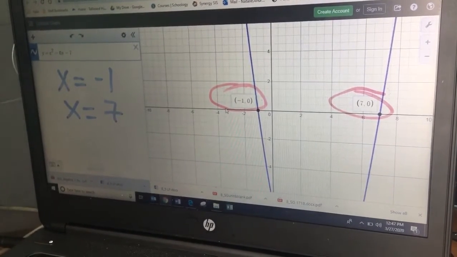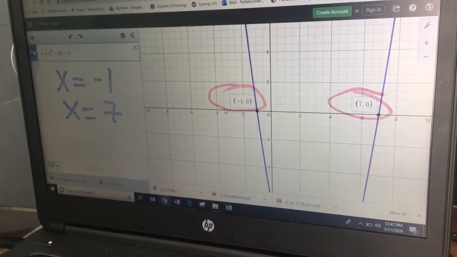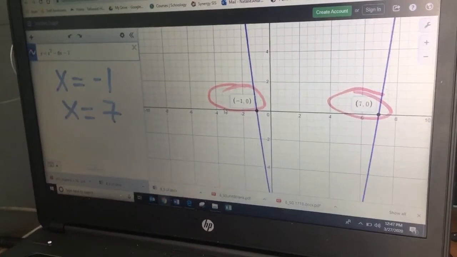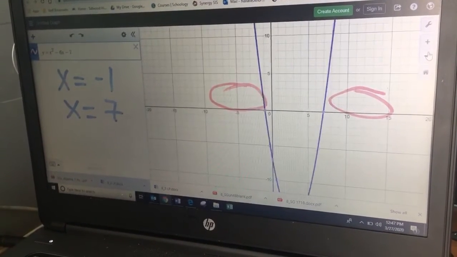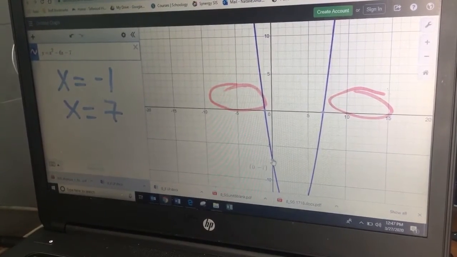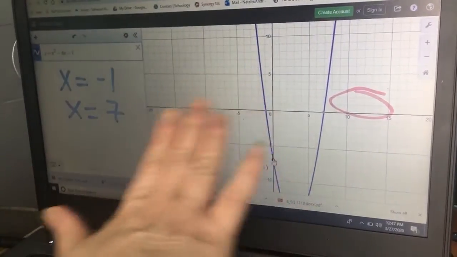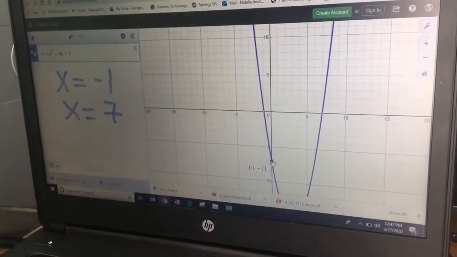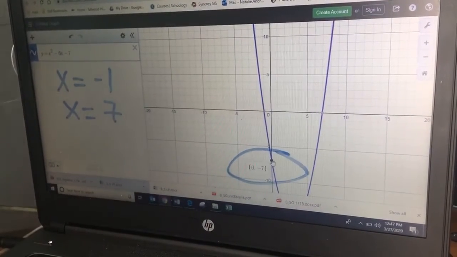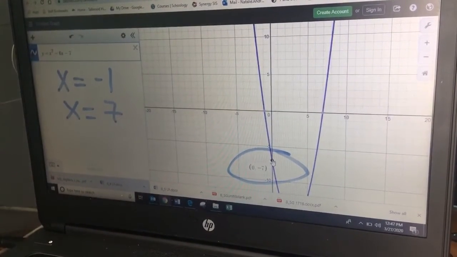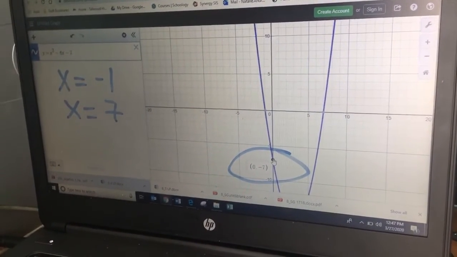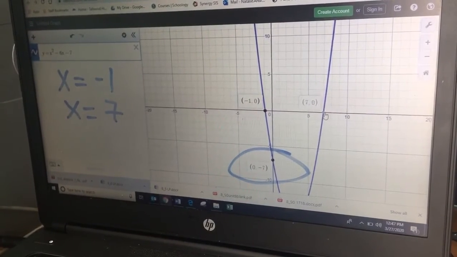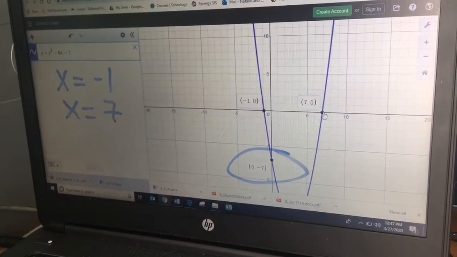Alright, for the y-intercept, we are going to look where our parabola hits our y-axis. We're going to hit the minus button, and then we're going to click on this point, which will be (0, -7). So that will be your y-intercept. Now to sketch our graph, you're just going to reproduce these 3 points. You plot (-1, 0), (7, 0), and (0, -7), and you draw best you can.